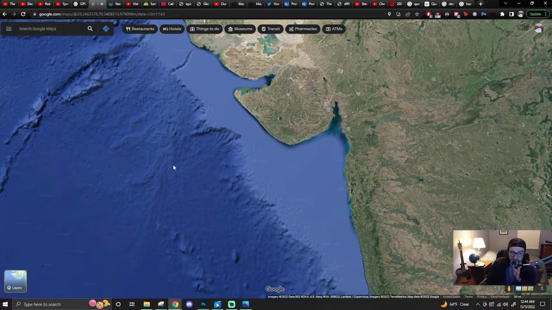So maybe Shiva crater is related, because this is all the last 66 million years. Almost instantaneously when the Deccan Traps were deposited, practically.